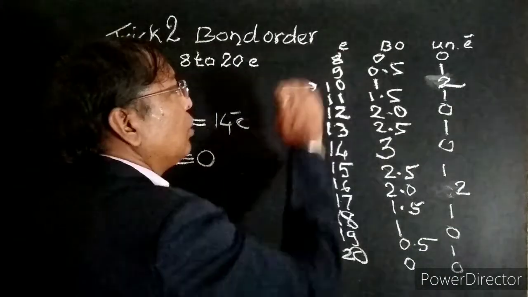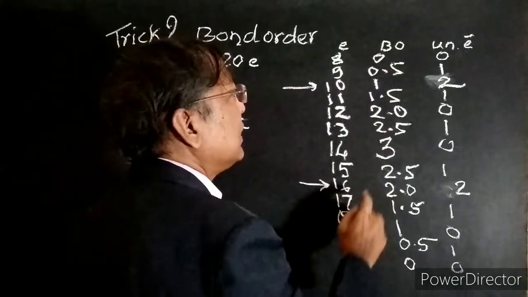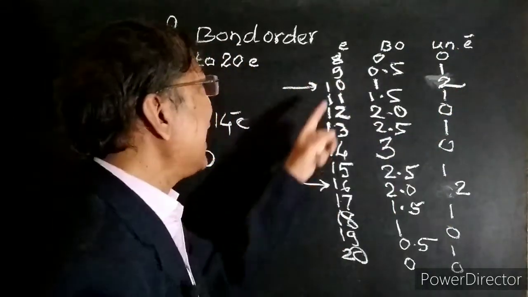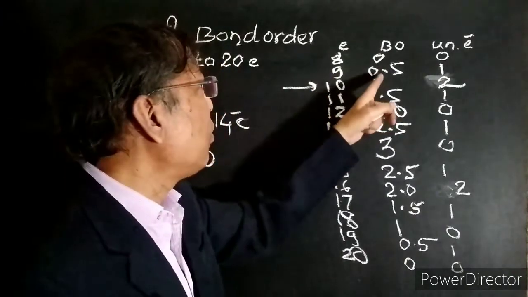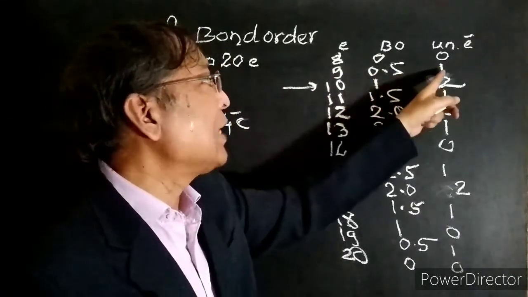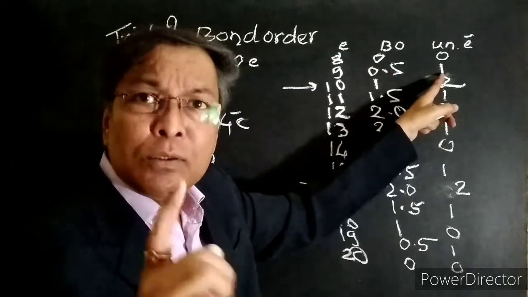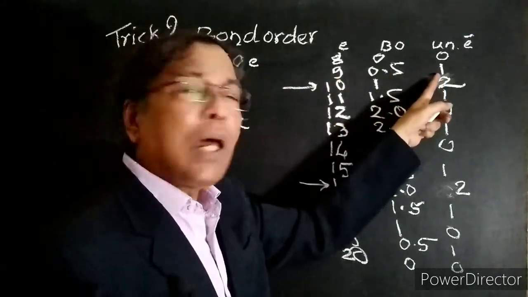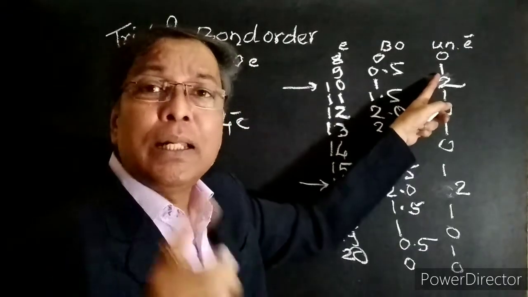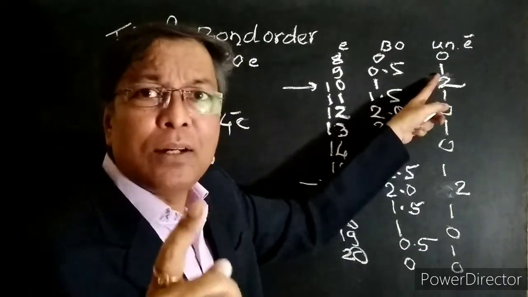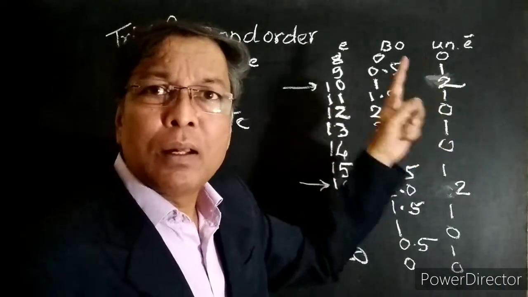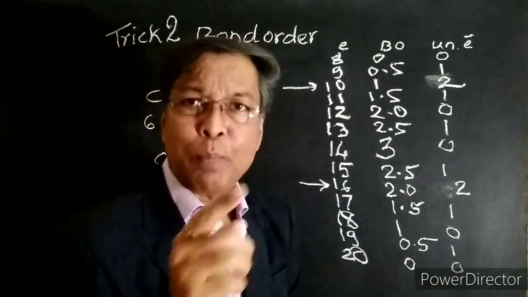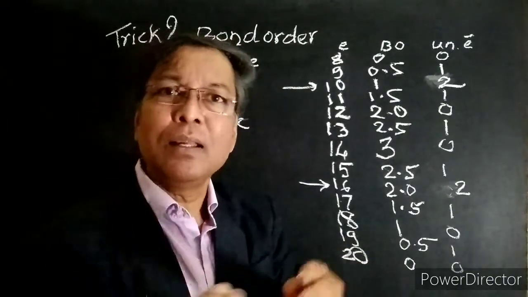If the molecule has 8 electrons, its bond order is 0 and it has 0 unpaired electrons. If the molecule has 9 electrons, its bond order is 0.5 and it has 1 unpaired electron. So this molecule having 9 electrons has 1 unpaired electron. That means it is paramagnetic in nature, and this molecule must be colored. If the molecule has unpaired electrons, then it shows paramagnetism as well as it is colorful.